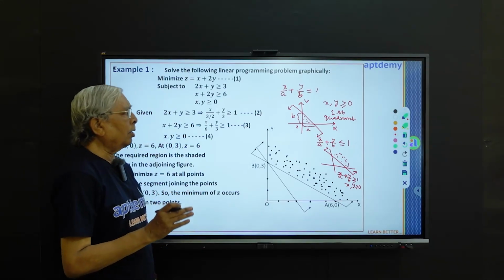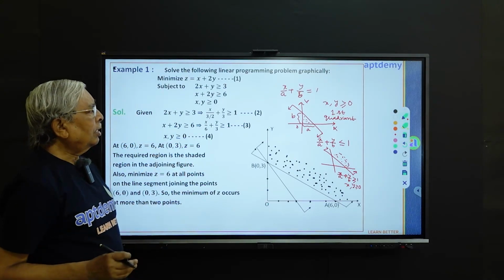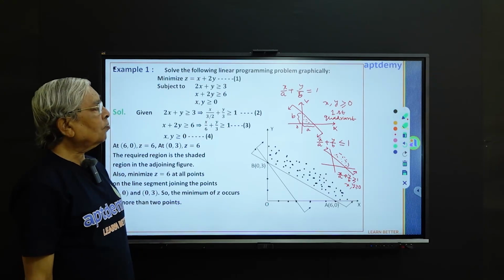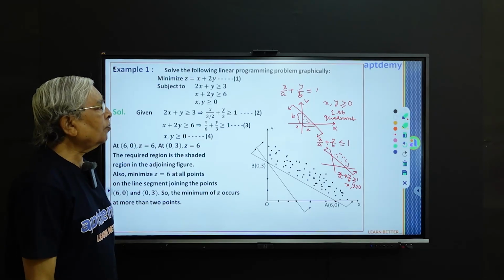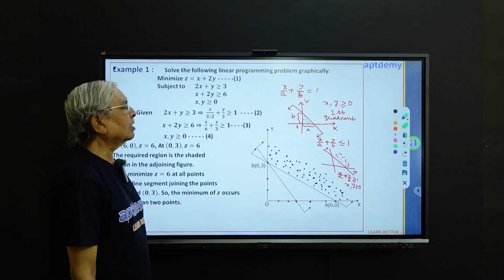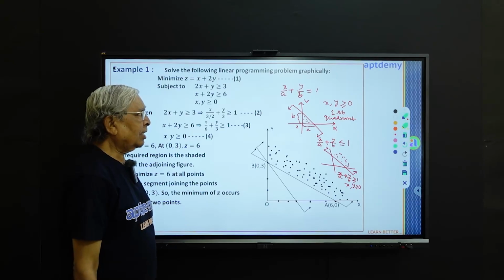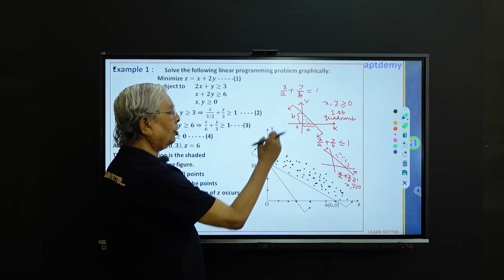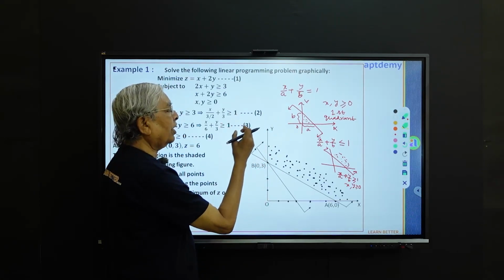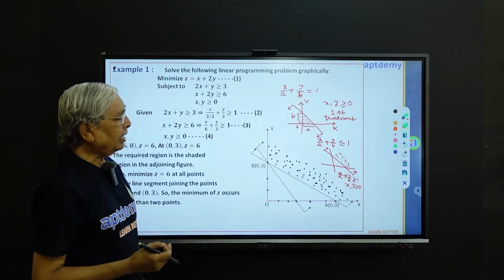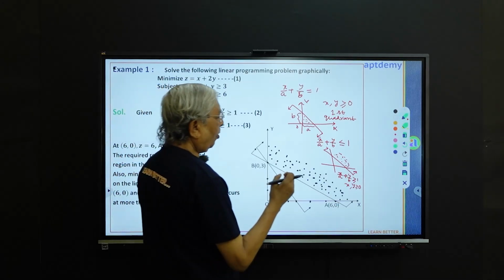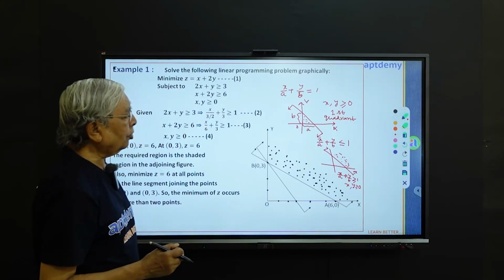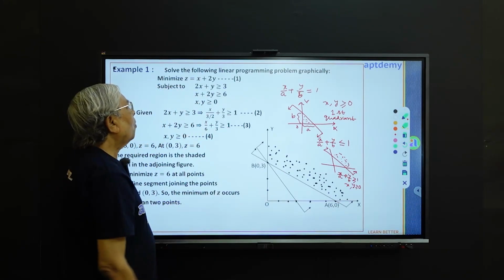So what I have stated now: if I take a straight line x by a plus y by b equal to 1, this is the straight line in the intercept form where a and b are the intercepts on the x and y axes. If it is less or equal to 1, and x, y greater or equal to 0, the region will be in the first quadrant, but towards the origin. If it is greater or equal to 1, then it is away from the origin.